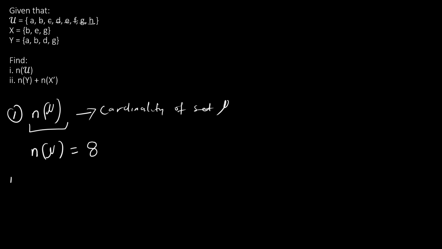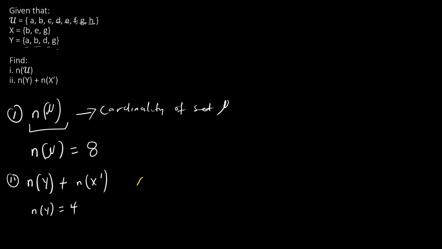Now the second one, we have a string of operations here. We have to find the number of elements in set Y plus the number of elements in the complement of set X. Now to simplify this, let's first find the number of elements in set Y, and this is what? 1, 2, 3, 4. So this is 4. Now the second part, which is the number of elements in X prime. To make it easy, let's find what X prime is.